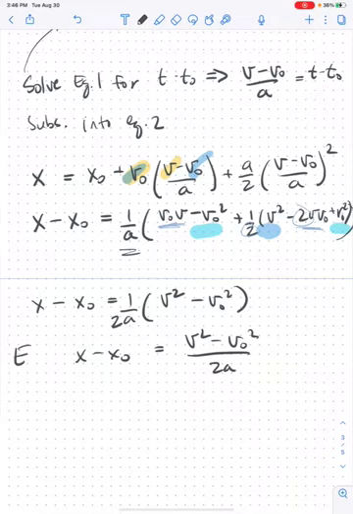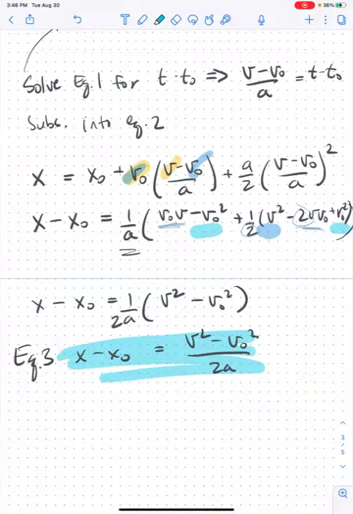We can think of this as equation 3, but again, this is not really a new equation. This is a combination of our first two. Okay, so those are our 3 kinematic equations.